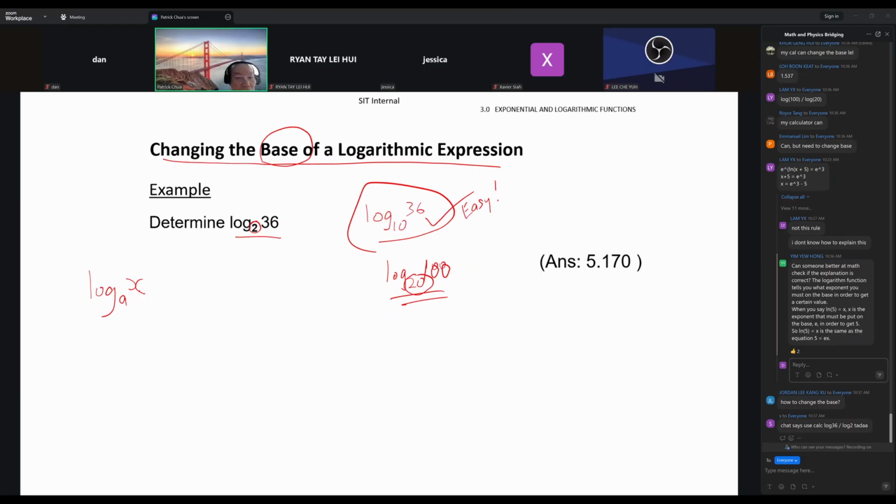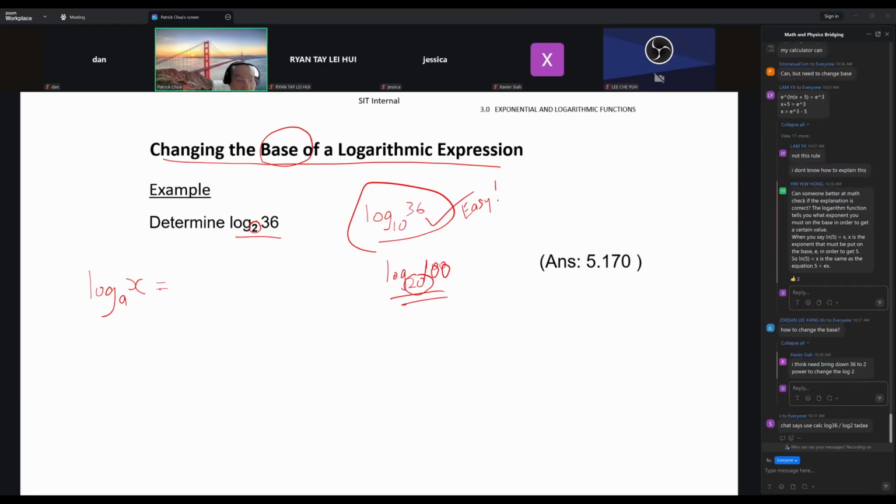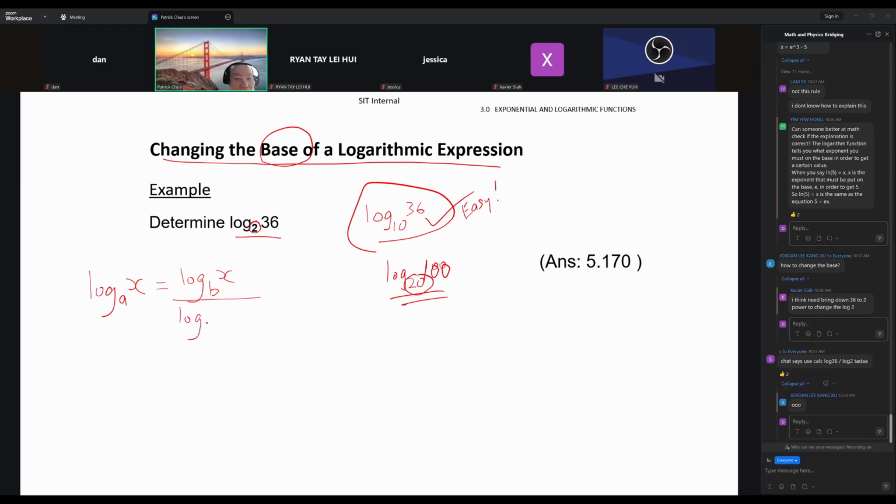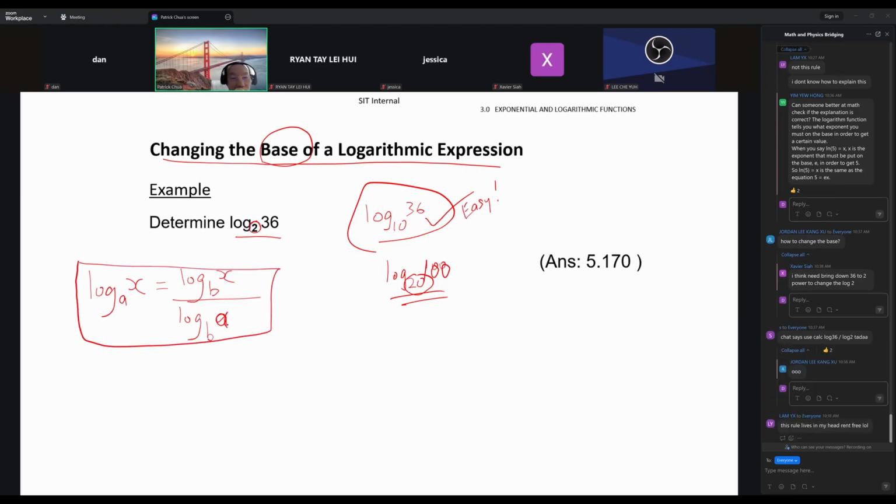Okay, you want to find the value of log to base a of x. So you have to change the base so that you can use a calculator, so that eventually you can find the value of log to base a of x. The formula is log to the base that you want, so that you can use a calculator, of x, over log to the same base of a. That is the formula for change of base.